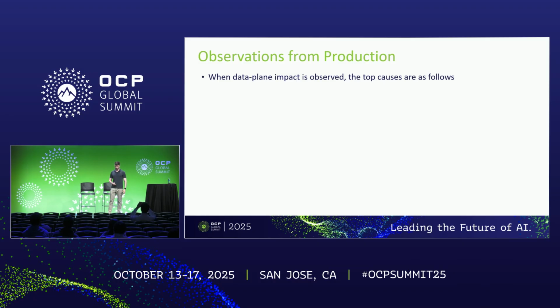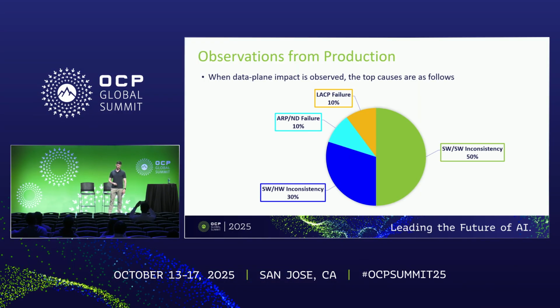So where all of this work has come from is basically what we've been seeing in production. When we have data plane impact, this is the categories or the causes of those impact. You can see half of it is from software to software inconsistencies, and then 30% from software and hardware. So if we can close all of those comparison checks in the matrix I presented earlier, then I think we can put a really big dent in these data plane impacting issues.